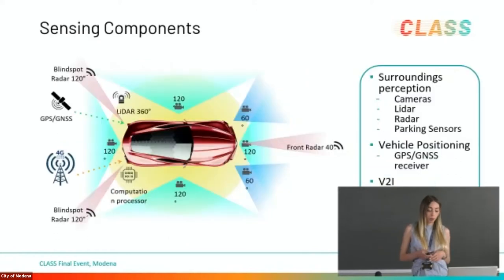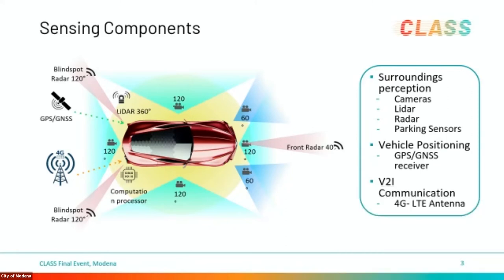Regarding the sensing components, each vehicle includes a set of sensor devices to give information regarding the position of the vehicle, the speed, and the typology of the objects that surround the vehicle. In addition to this data, the vehicle will also provide information from the vehicle CAN network, including the acceleration, collision, and emergency brake information.